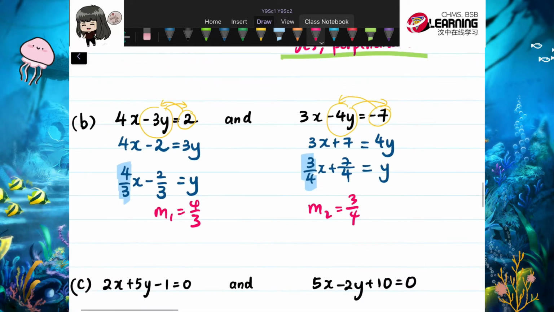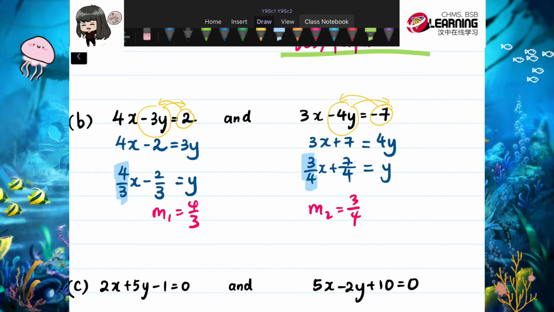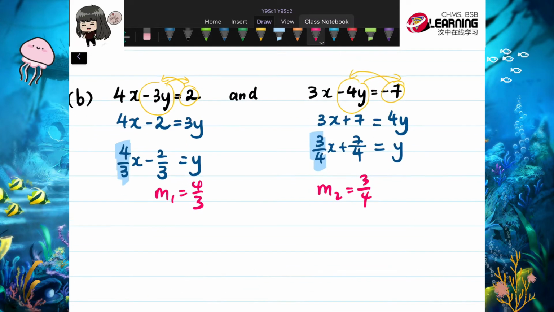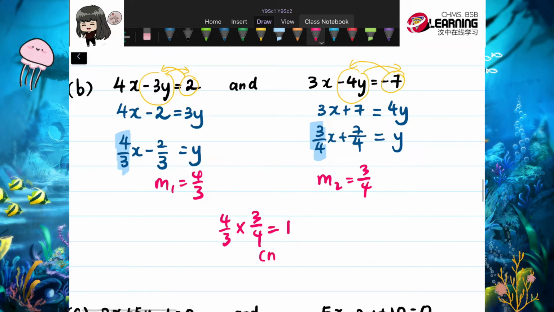Obviously they are not negative reciprocals of each other. So it's a no, but you have to prove it. You cannot just say no. You could say no because they are not negative reciprocals of each other, but it's quite long, so I would rather write this: 4 over 3, m1, times 3 over 4, I get 1. It's not negative 1. So it's no, it's not perpendicular.